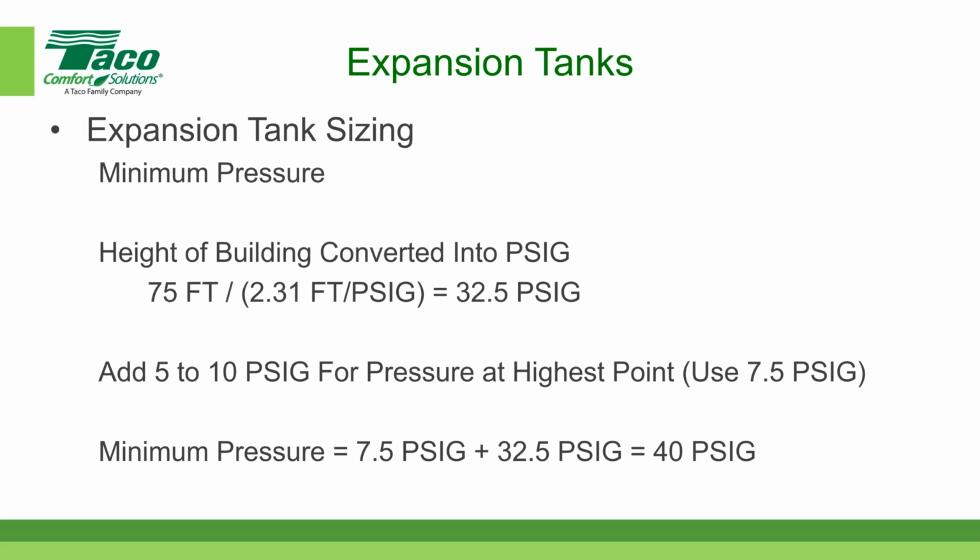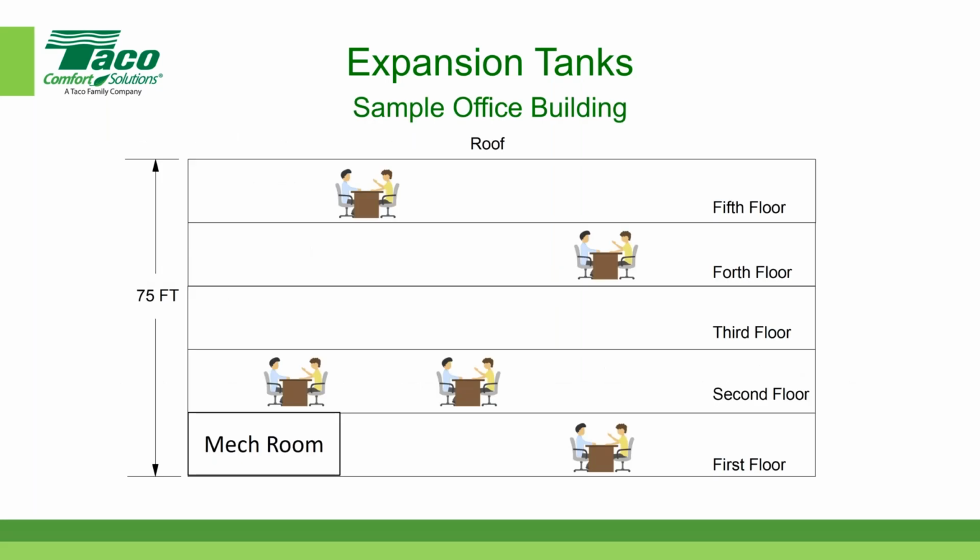In this specific example, if we move the expansion tank to the top of the building, it would be at 7.5 pounds per square inch gauge. So by moving the tank from the lowest part of the building to the highest part of the building, it changes the minimum pressure required at the expansion tank. But our expansion tank is located physically at the bottom of the building, so it needs to be 40 pounds per square inch gauge. Now, let's go back to our building.